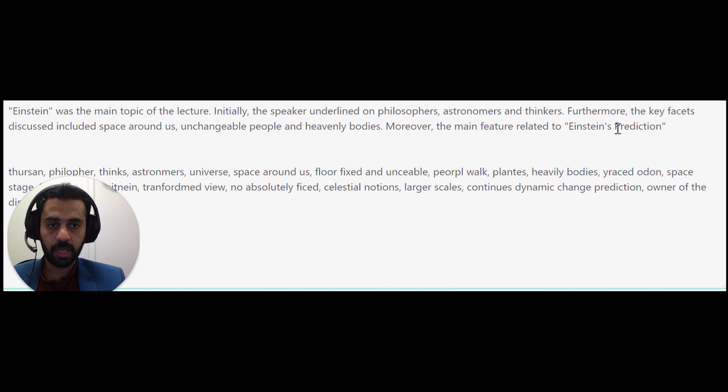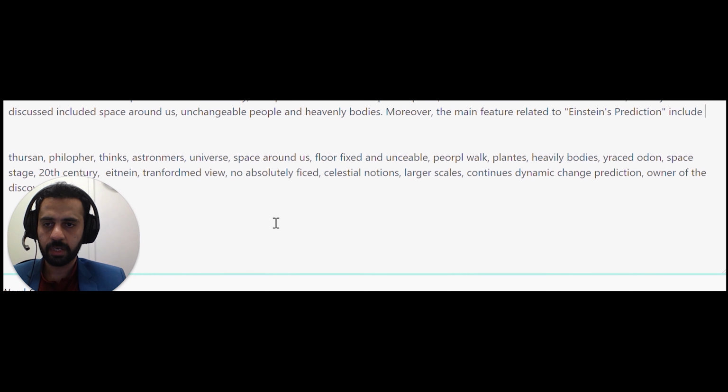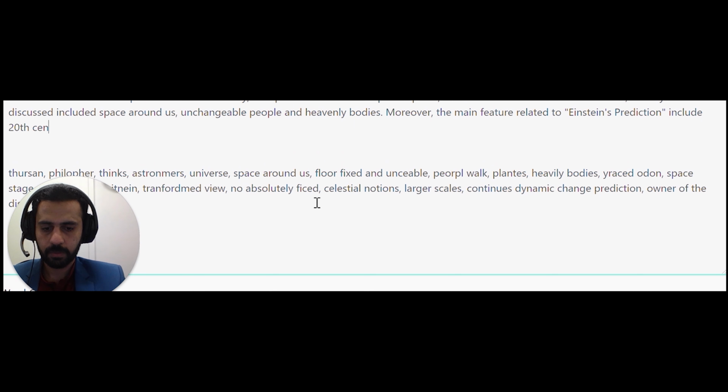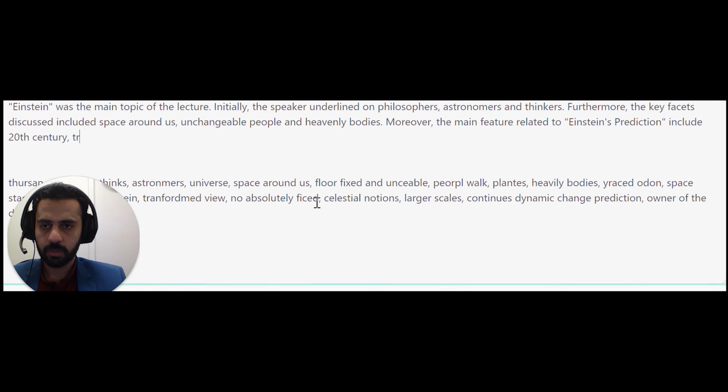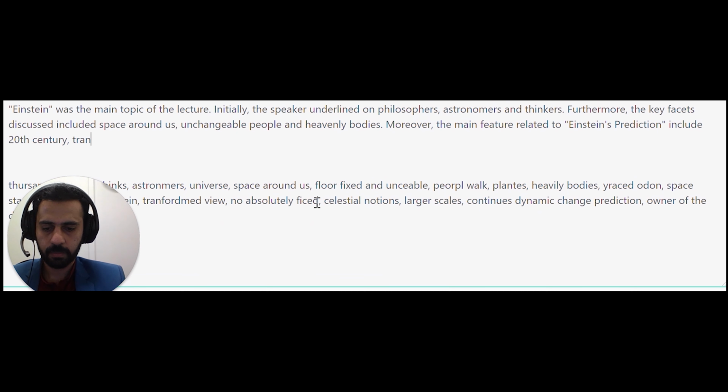Okay. Now again, both the letters or both the words, first letters needs to be capital. Einstein E, because it's a proper noun, so it will be capital anyways. But prediction P should be capital. Okay. Include. Now we will be writing 3 keywords again. Now we can write 20th century. Then comma. Put the screen back. Transform view and celestial motions.